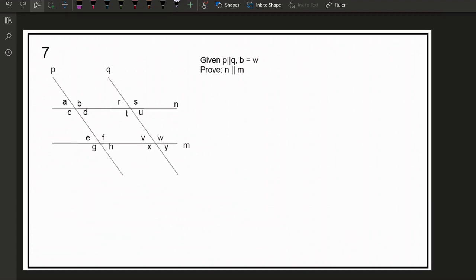Okay, next one. Given that P is parallel to Q and B is equal to W. So let's go ahead and mark that. P and Q and B is equal to W. Prove that N is parallel to M. Okay, so step 1. P is parallel to Q. B is equal to W. That is given.